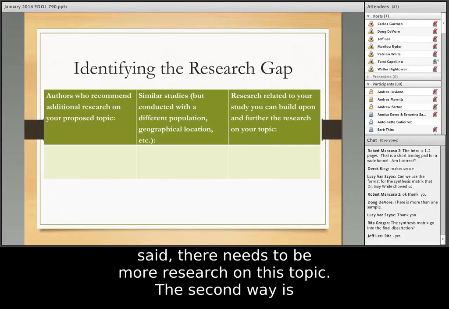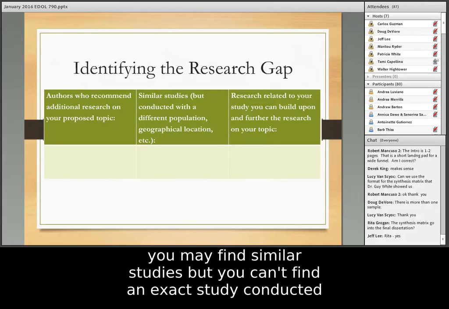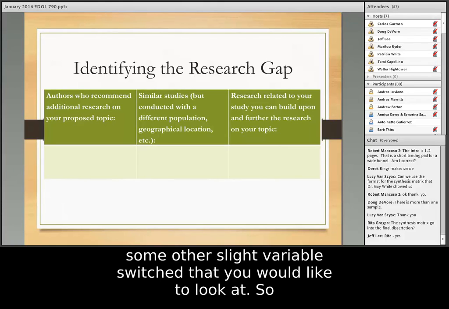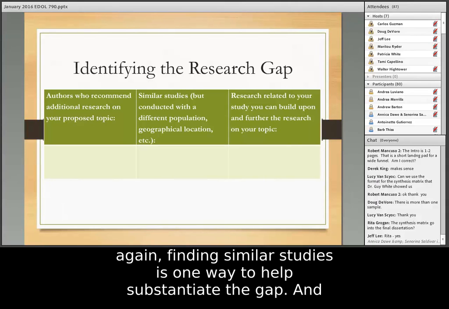Second way is you may find similar studies, but you can't find an exact study conducted with your proposed population or geographical location, or there may be some other slight variable switched that you would like to look at. So again, finding similar studies is one way to help substantiate the gap.